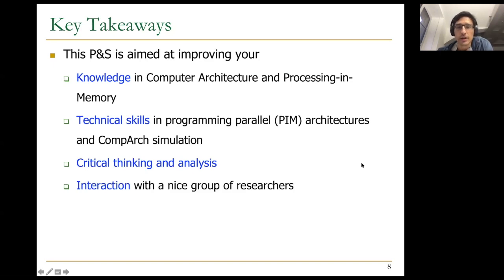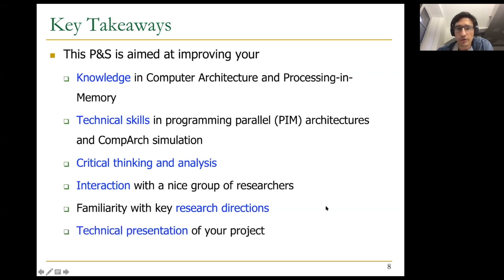You will interact with us. And this is, I would say, especially good if you are interested in research or doing research in the future. I can say that the group is very nice, and people have a lot of experience already in research, so you can learn a lot from interacting with us. You will get familiar with important research directions these days in the field of computer architecture, and you will also improve your skills as a presenter, because at the very end of the course, you will have to prepare a presentation and present your work to all of us.